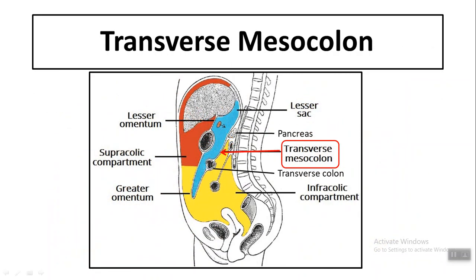Here we have the transverse colon. The transverse colon is attached to the posterior abdominal wall by its mesentery, which is called the transverse mesocolon. The transverse mesocolon will divide the greater sac into the supracolic compartment and the infracolic compartment. Here we can see that the transverse mesocolon is attached to the pancreas, to the posterior abdominal wall.